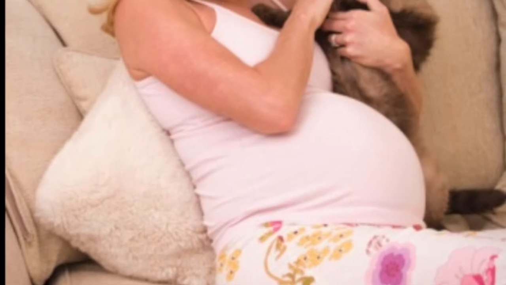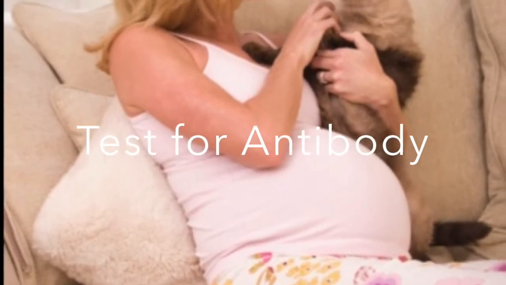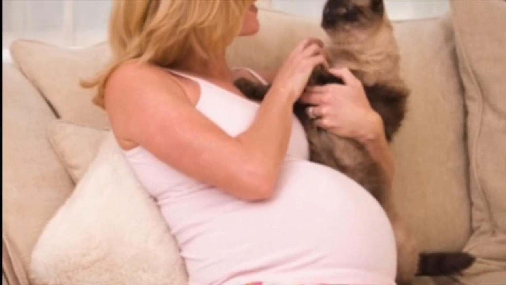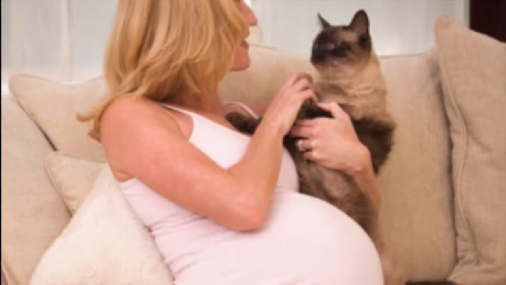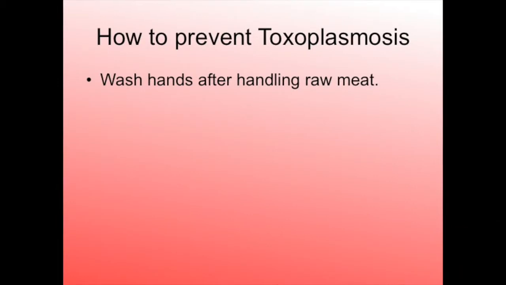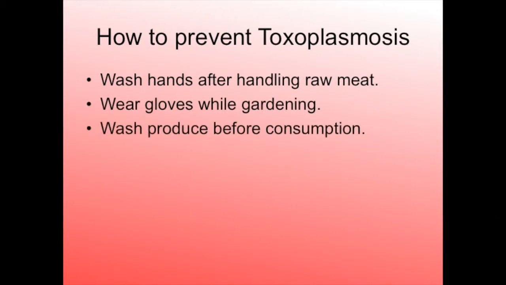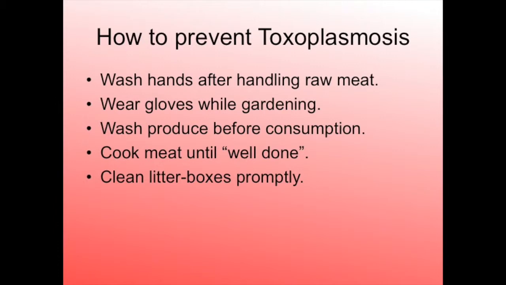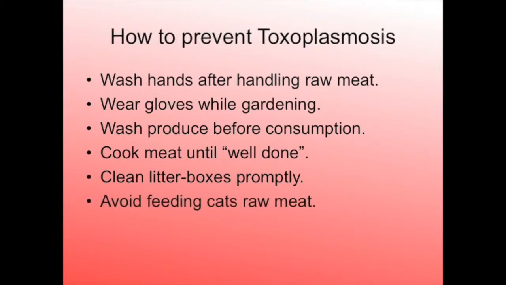In order to protect their unborn child, pregnant women should be tested to learn if they are immune to toxoplasmosis. If their blood does not contain the antibody for toxoplasmosis, they should take the following precautions to protect themselves. Wash their hands after handling raw meat. Wear gloves while gardening. Wash produce before consumption. Cook meat until well done. Clean litter boxes promptly. And avoid feeding their cat raw meat.